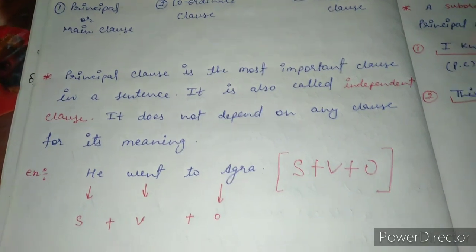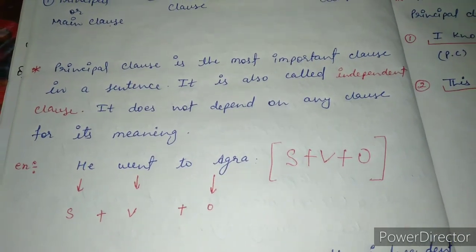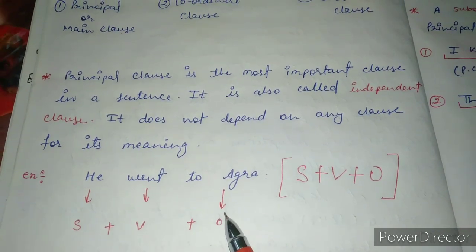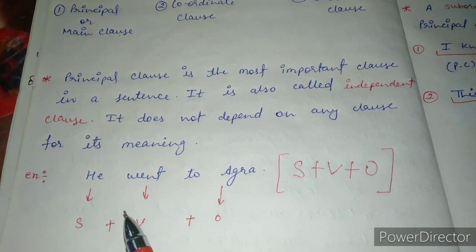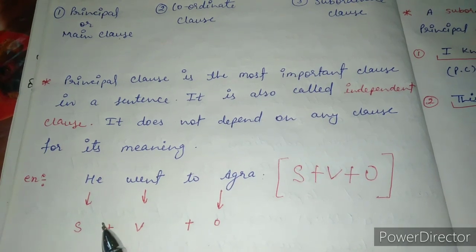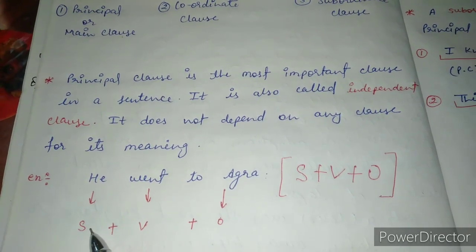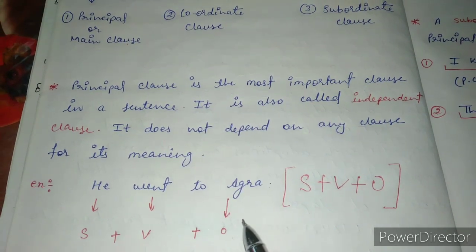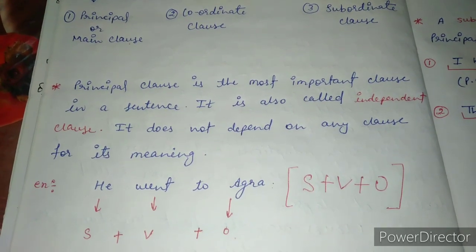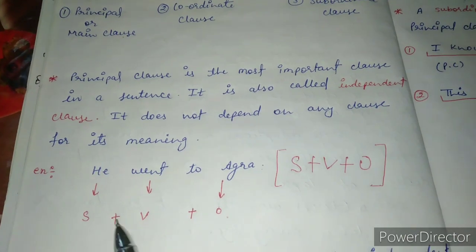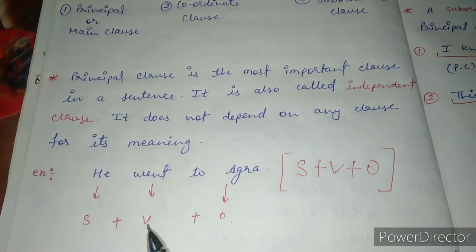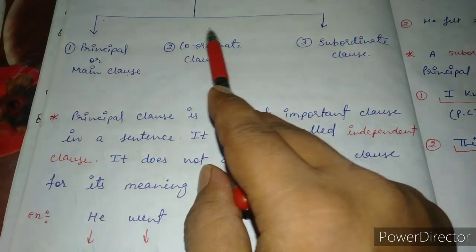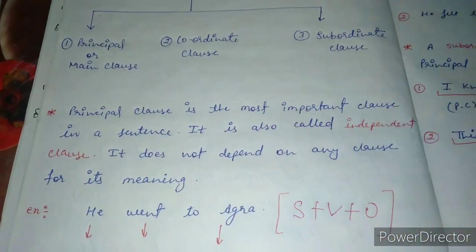Now you can ask a question: sir, if one subject, one verb, one object is considered a principal clause, then if a sentence has two subjects, two verbs, and two objects, what will it be called? Let us discuss in detail. If there is a condition of two subjects, two verbs, two objects, then it will be called a coordinate clause. Let us see.